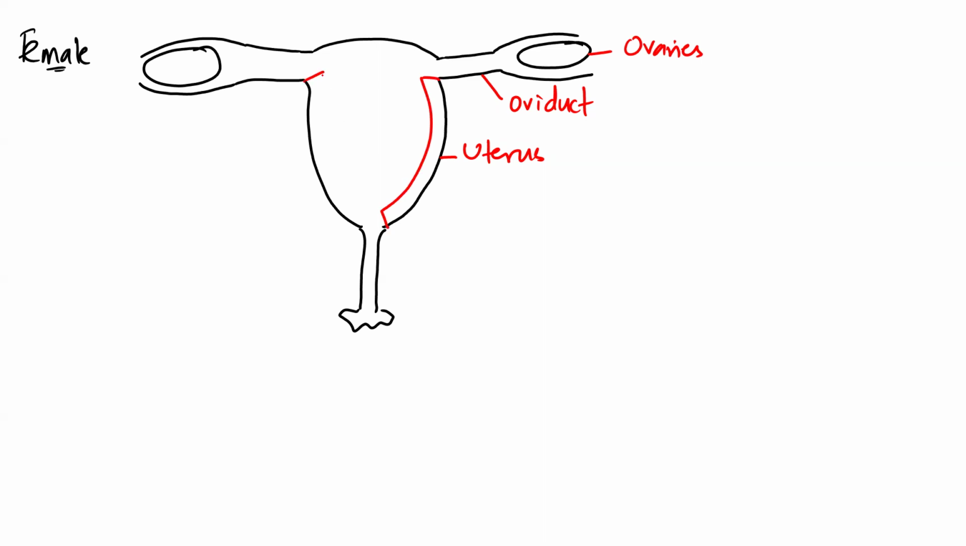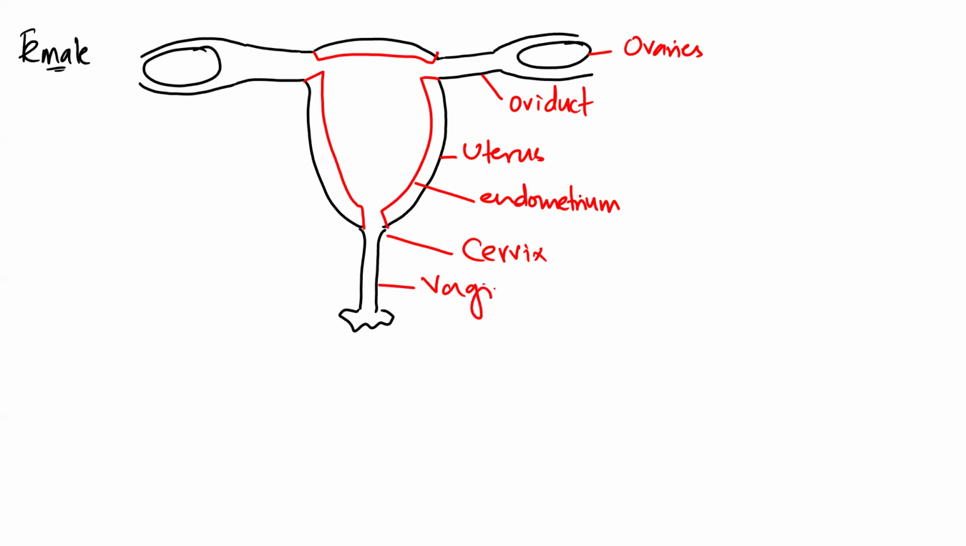Inside of uterus, the thickened part of uterus is called endometrium. They also call it lining of uterus. And this area is called cervix. And this is vagina. And the last one is vulva, but that is not in our course. We'll try to give functions to these.